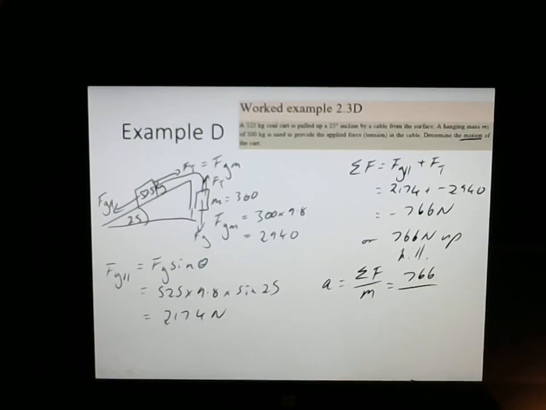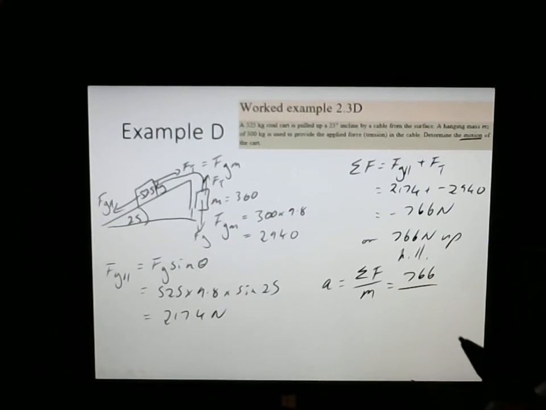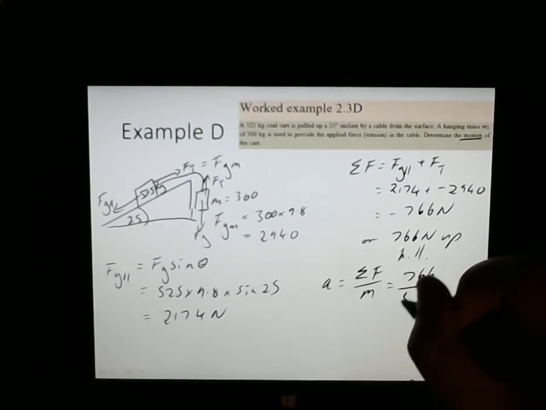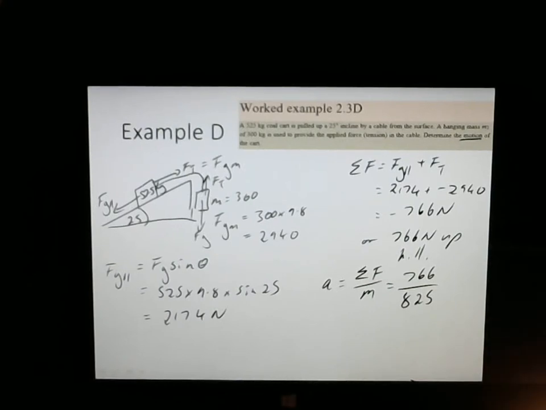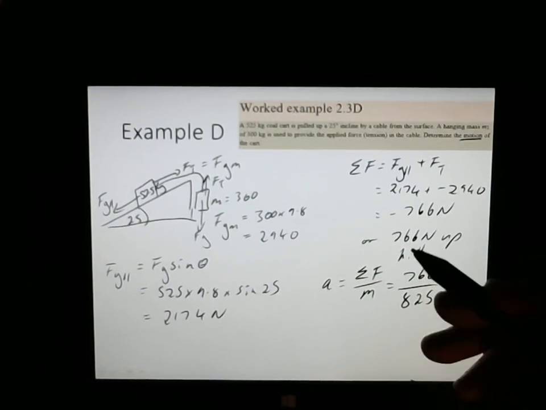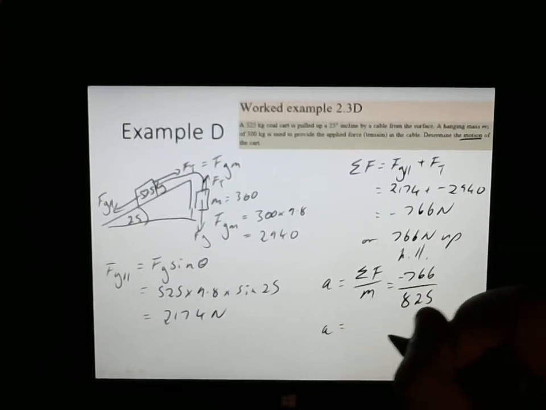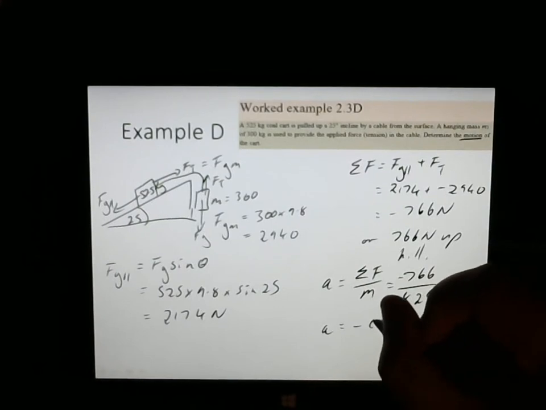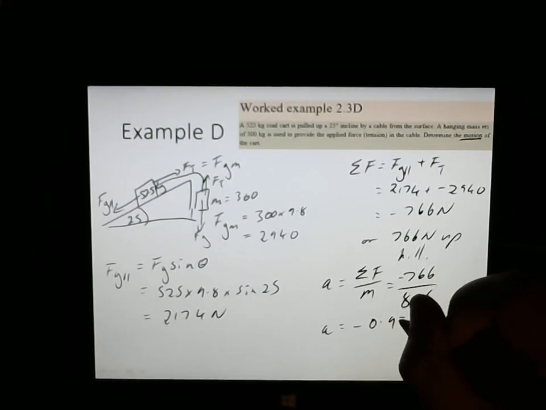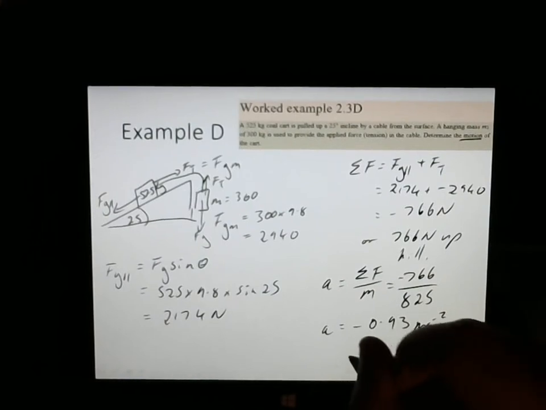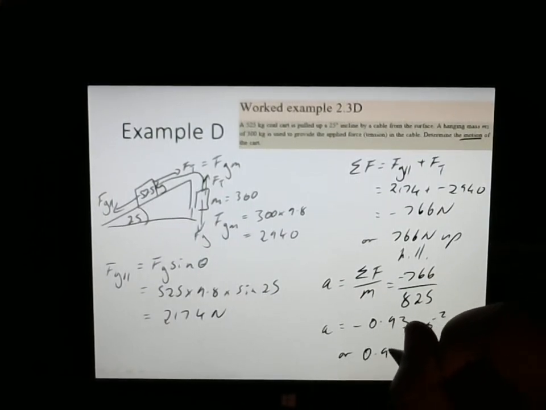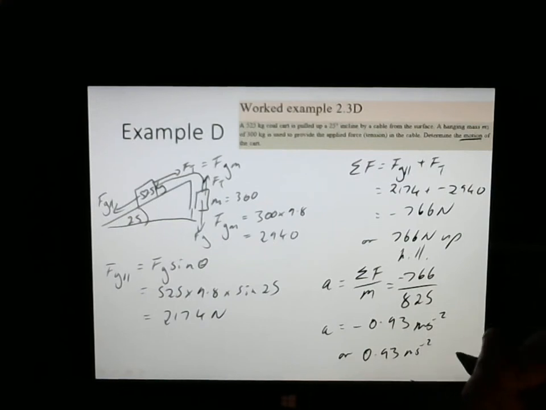So we can't use 525 for the mass. We have to use 825 for the mass, because it's the mass of the whole system, and that's why this is a fairly tricky question, at least to begin with. 825 kilograms divided by 825. And so that gives our acceleration, and I should probably put that as negative actually, is going to equal negative 0.93 meters per second squared, or 0.93 meters per second squared uphill.